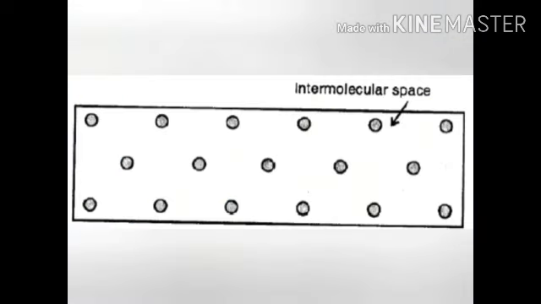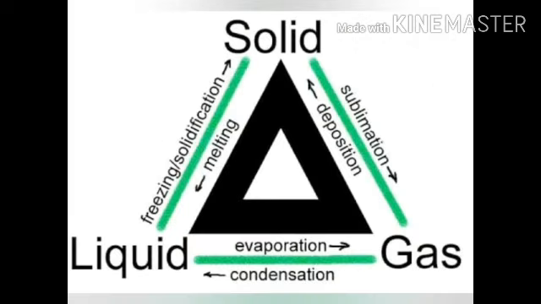State of matter changes due to change in kinetic energy and intermolecular space. On heating, the kinetic energy of particles increases, so intermolecular space also increases, means the gap between the molecules increases, and this causes change of state from one form to another form. Change of state is a reversible process. A diagram given on screen shows various processes involved in change of state of matter.